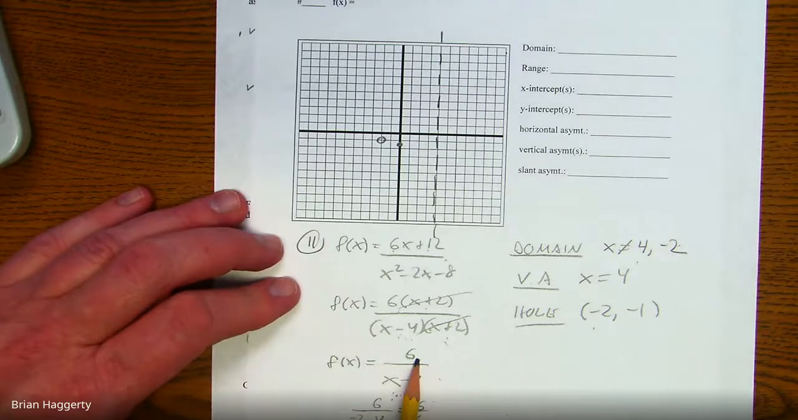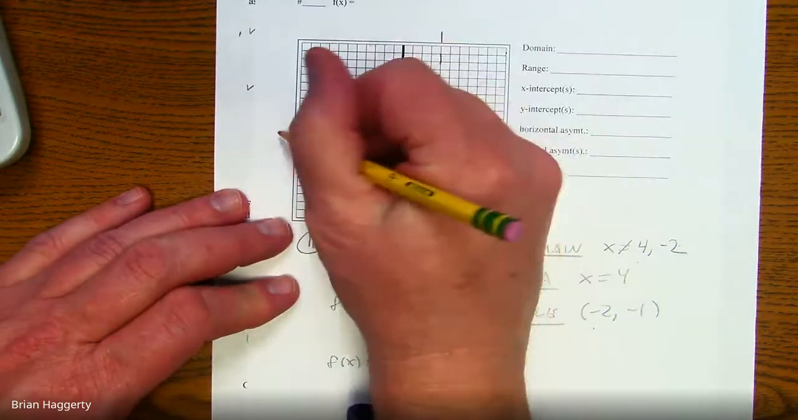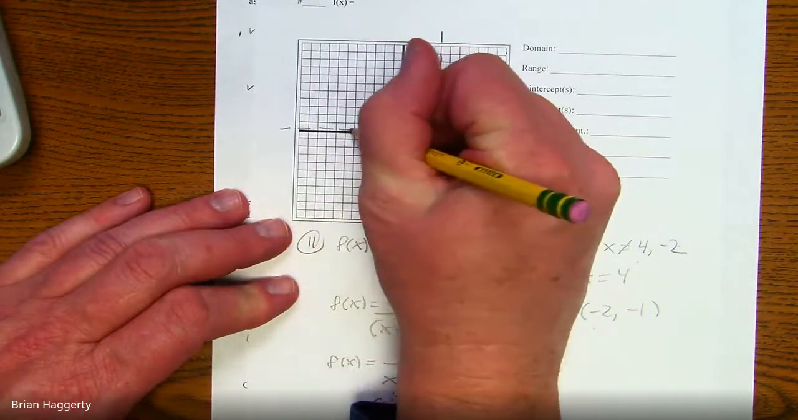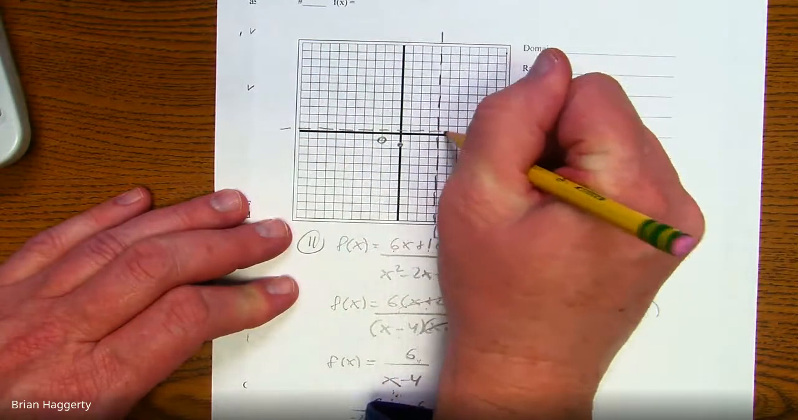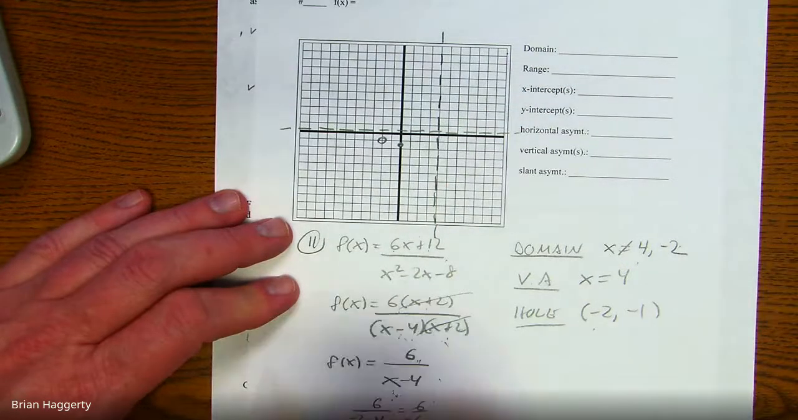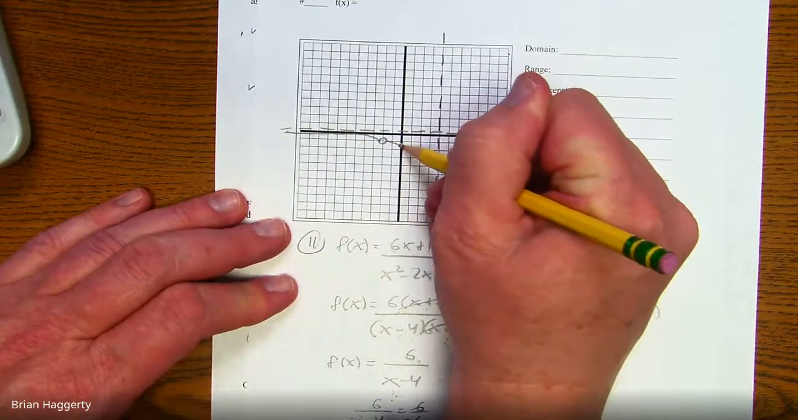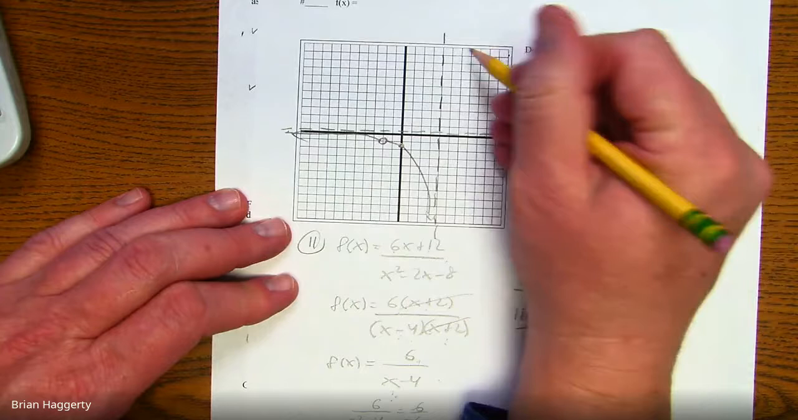The degree of the top is less than the degree of the bottom. It doesn't matter which one you look at. So we know we have a horizontal asymptote at y is equal to 0. So we end up getting one branch here, another one up here.